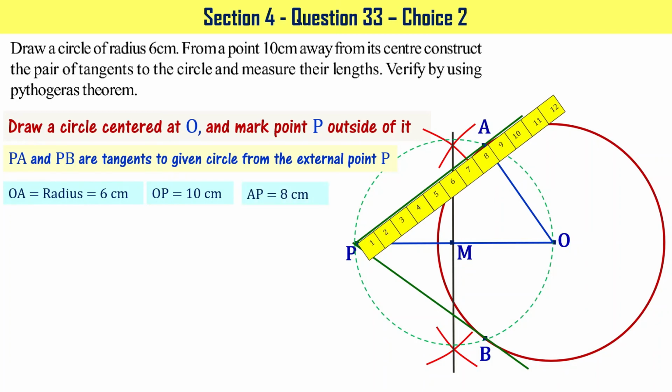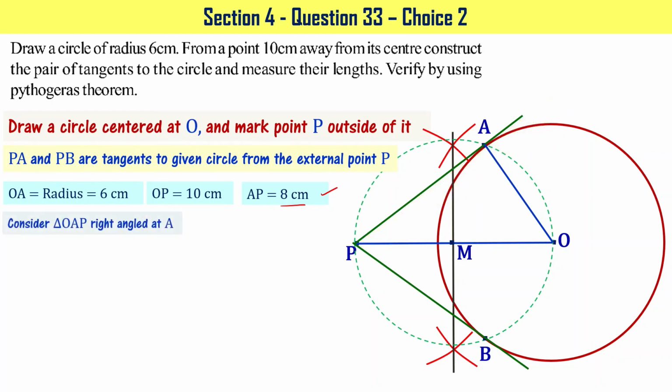Now using Pythagoras theorem, we have to find the AP value. AP by measurement we got 8 centimeters. Similarly for BP also you will get 8 centimeters. I have not done it, but if you take a measure of it, you are going to get 8 centimeters for BP also. That is another tangent. Now let's make use of Pythagoras theorem.